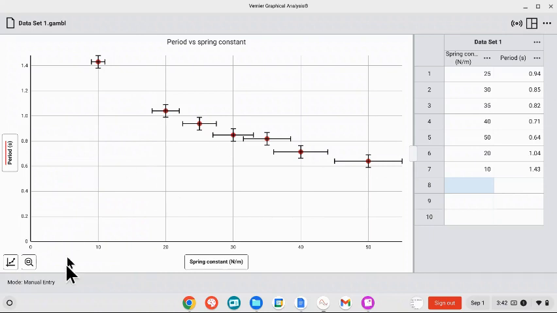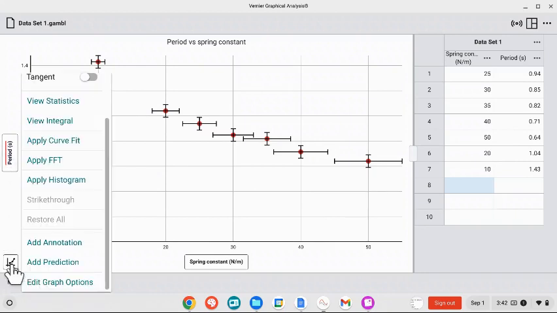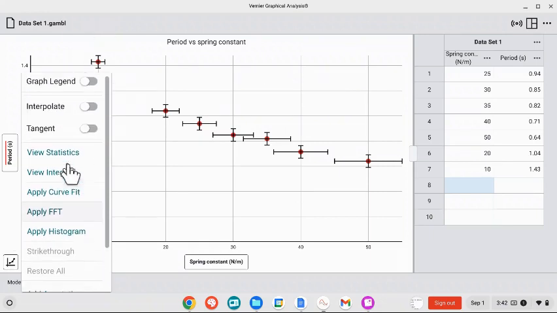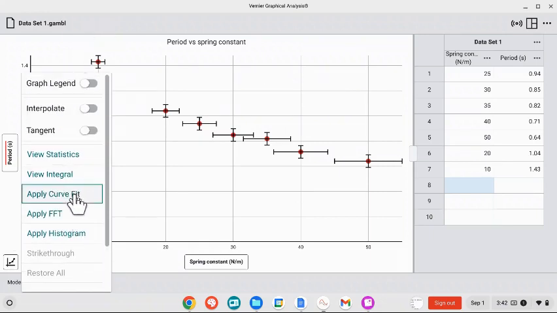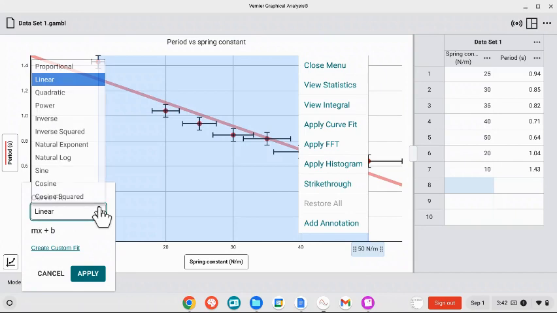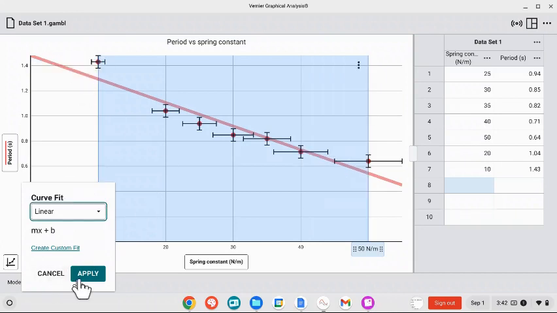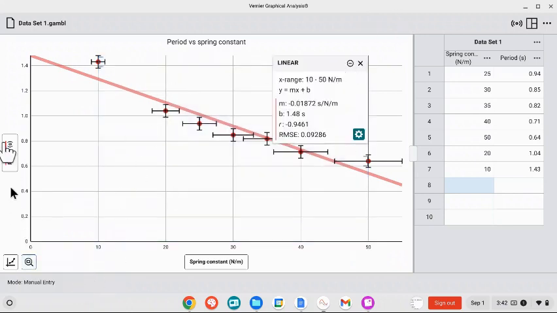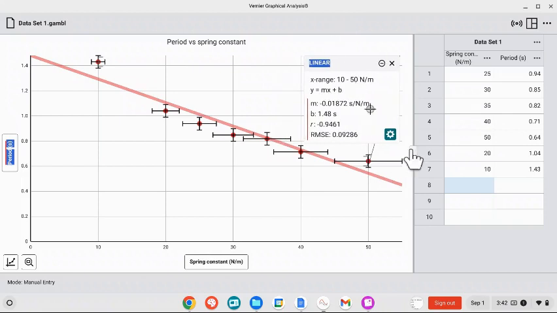So we have our data, and one of the first things we're going to want to look at is putting a fit in. Now that we have our data well represented, we want to put a fit in. To do that, we come down here to our graph options and apply a curve fit, and there are multiple options that you can choose from. We're going to start with a linear fit because it's the simplest, and why make things harder than they have to be.